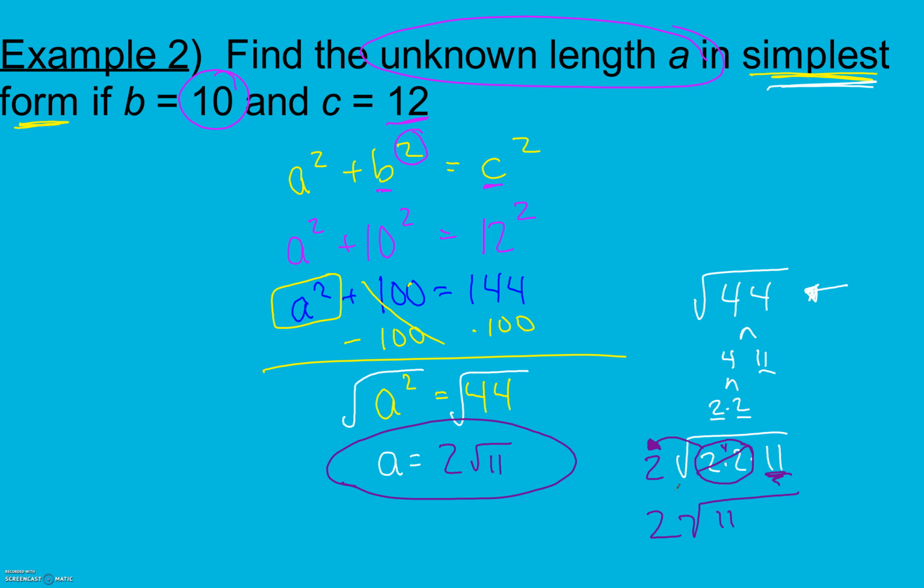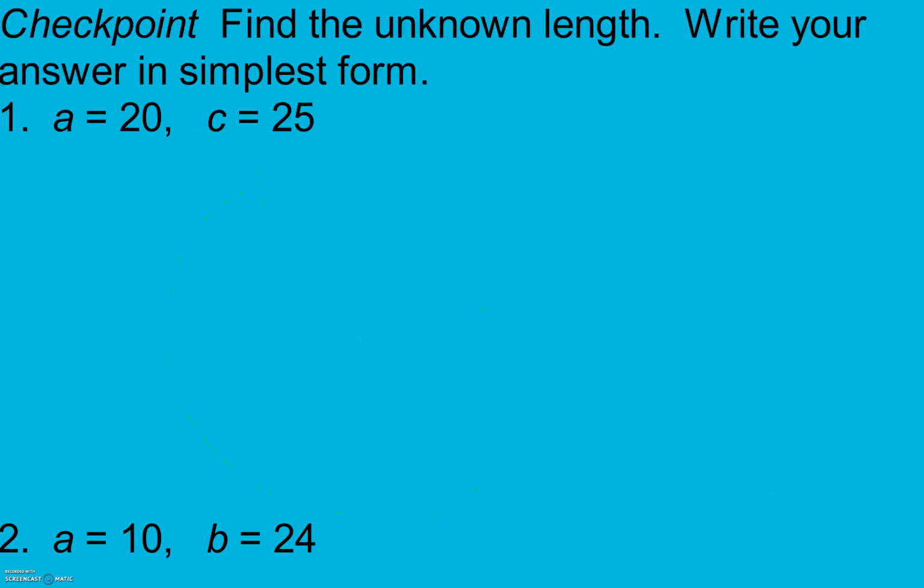Again, if we wanted to check this too, we could take our answer and plug it back into our original formula. So I can take 2 times the square root of 11 squared plus 10 squared, which gives me 144. And I know that's what c squared is as well, so I know that my answer is right. Feel free to pause here and give this a try if you'd like.